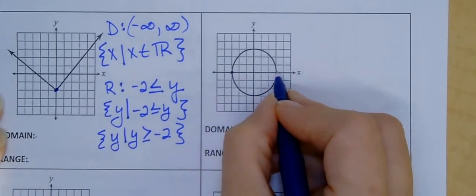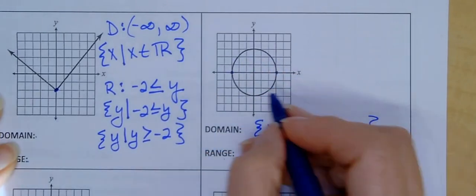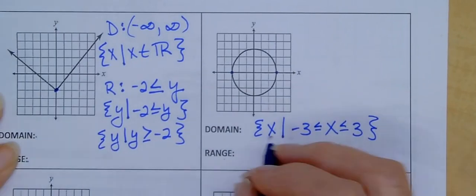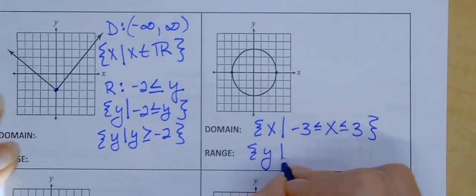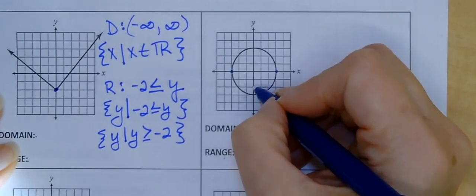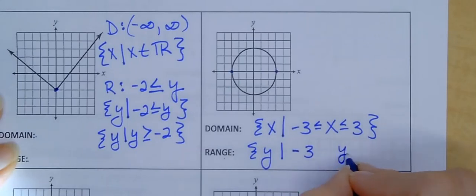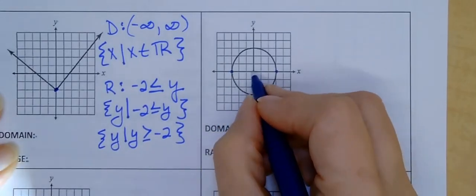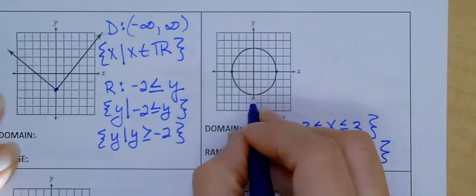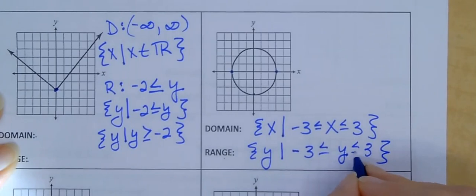So I can see that it's a solid line, a continuous circle there, so I'm going to say that I include those values. My range is all of the y's such that, I'm going to look, 1, 2, 3, it was -1, -2, -3. My -3 is my smallest value. Y is in between -3 and +3. Okay, so since it is a continuous line, I will say that we are including those values.